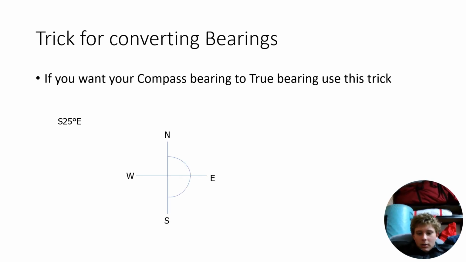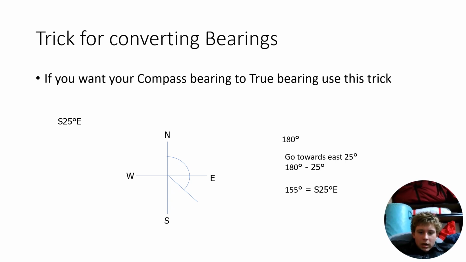Let's get our little thing up. So that is north, and then that goes all the way around to south. That's 180, because it's south. But then we are 25 east, so we've got to come back that 25 east. That's what that little line is. So as it says, go towards 25 degrees east. Then you just minus that from the 180, which gives you 155, which is equivalent to south 25 east, but in true bearing form.